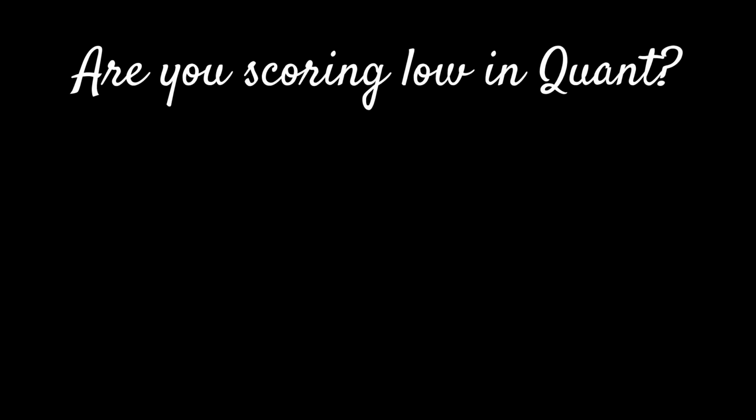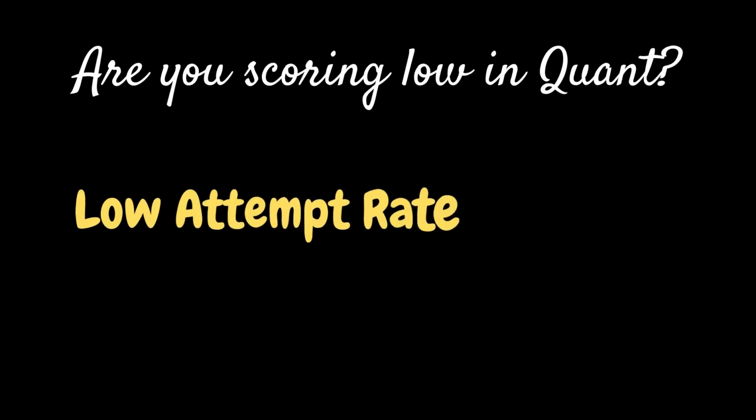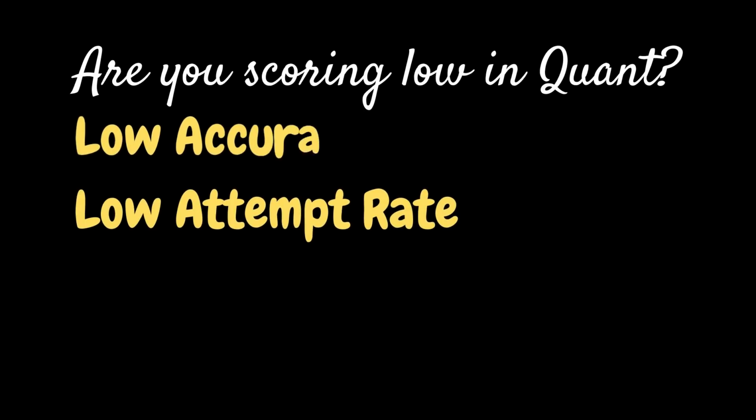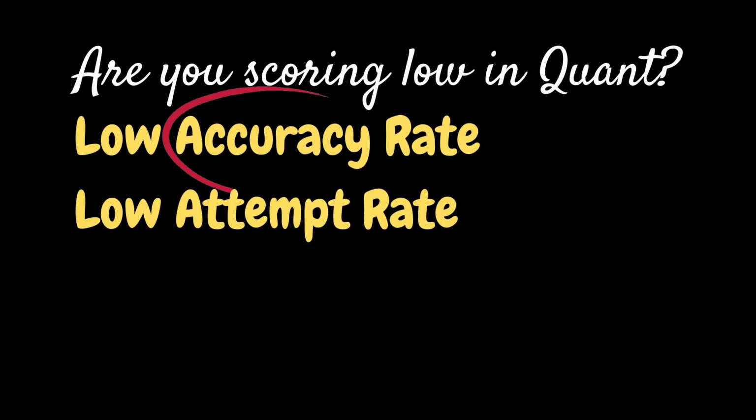Now there are only two cases when you can score a low score in the cons section. First is if your attempt rate is low and second is if your accuracy rate is low. If your accuracy is the problem, then I would request you to revisit your syllabus or practice more questions in order to cover up the same.